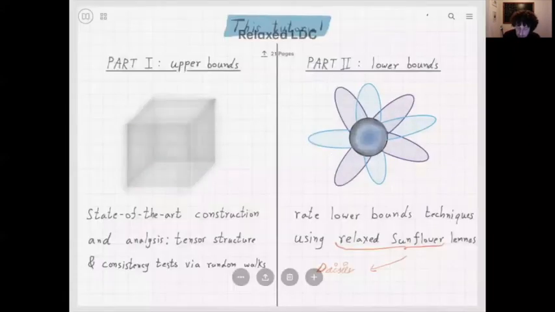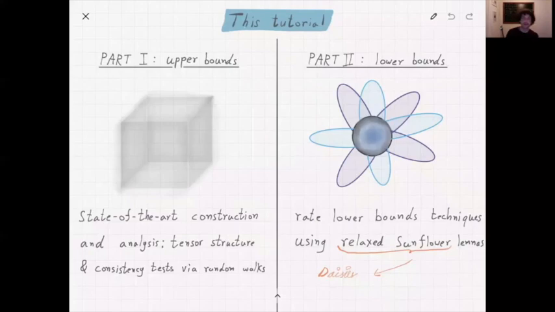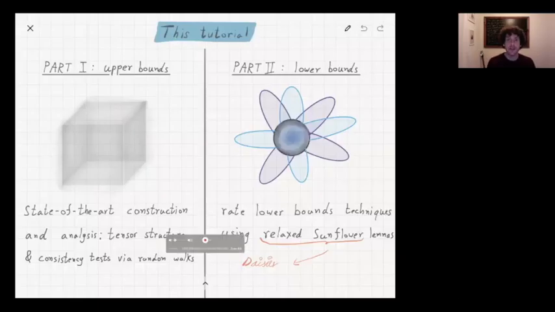Okay. And just to conclude this introduction, let me briefly tell you about what's about to happen. The next lecture, which Igor will teach, will tell us about the state-of-the-art construction of relaxed LDCs. This is a beautiful construction which builds on at least 5 or 6 previous works, and it involves tensor structure, the nice algebraic structure of Reed-Muller code words, and consistency tests via random walks. It's quite a beautiful construction, and I think it's going to be very interesting.